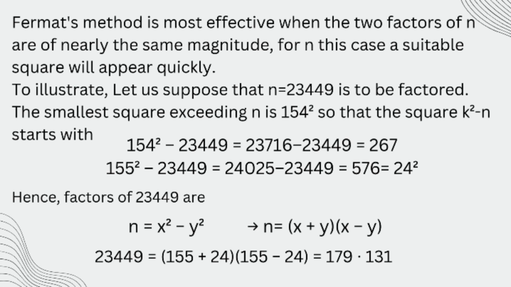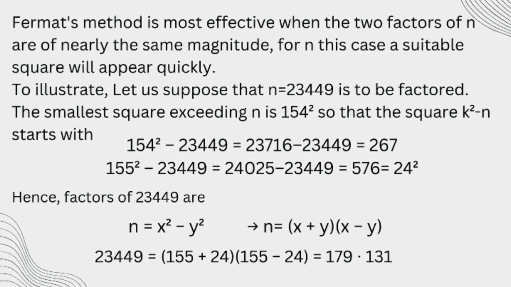Kaya po, ang gagamitin naman natin ay ang k squared plus 1 minus n. Kaya po naging 154 plus 1 squared is 155 squared. Then, ima-minus po ulit natin sa n. Kaya magiging 155 squared minus 23,449 is equal to 24,025 minus 23,449 is equal to 576. Then, ang 576 po is a perfect square which is equal to 24 squared.